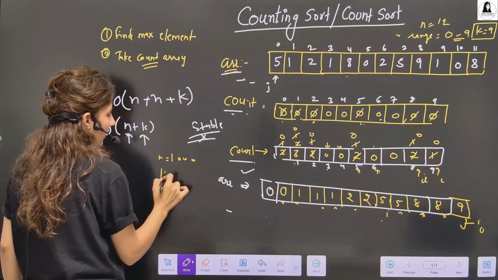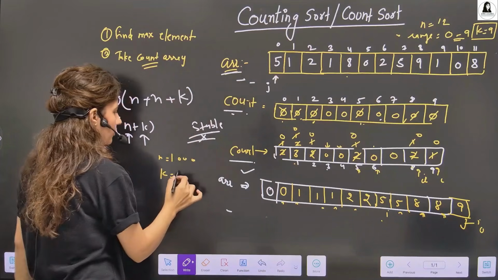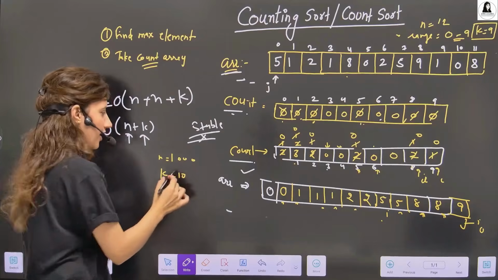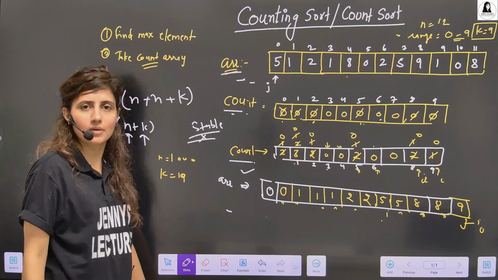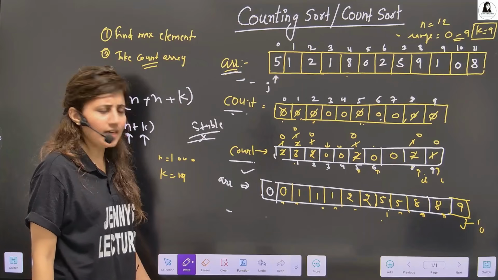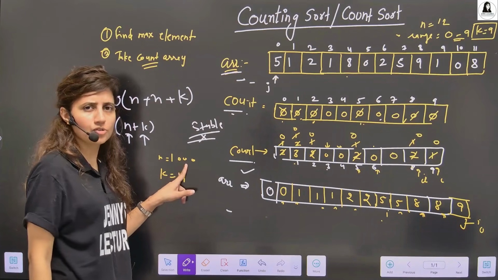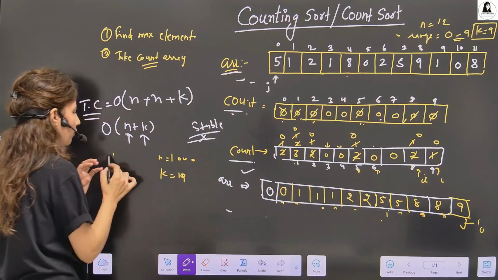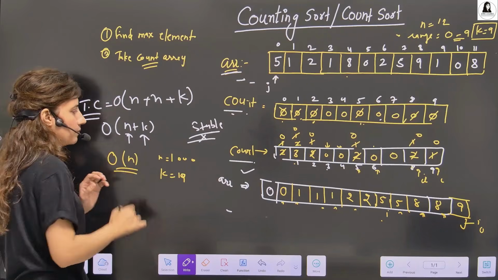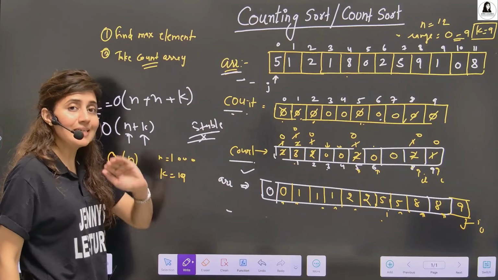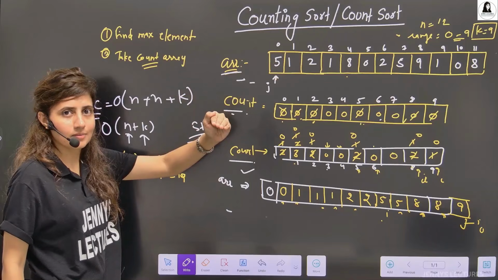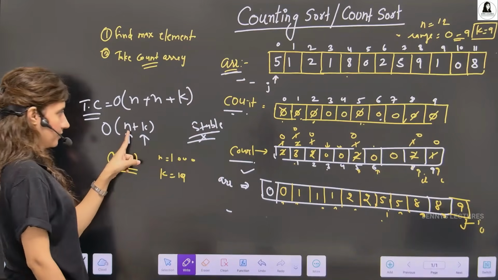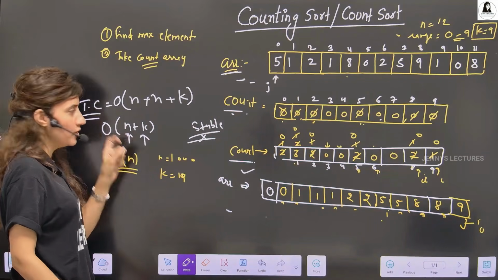N is 1000 and k, the maximum element, is 10 or again 9. We have repeated elements again, maybe. So in that case, k is really small and n is large. So in this case, we can write order of n. That's why we say that it's linear. It's better than n log n. So it's linear, n, but actually it's n plus k.